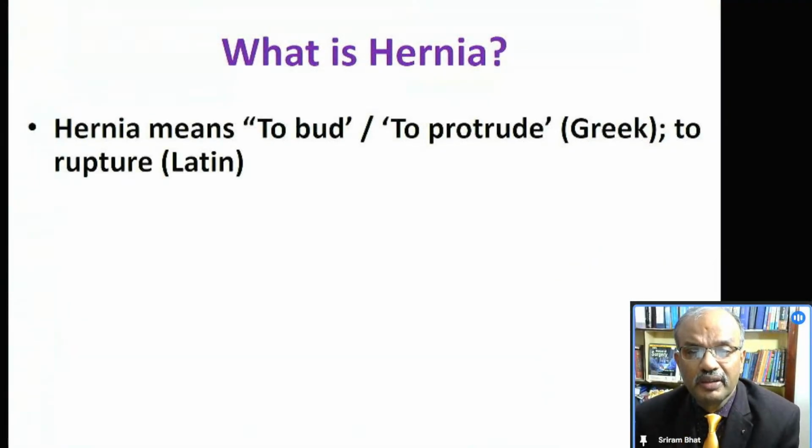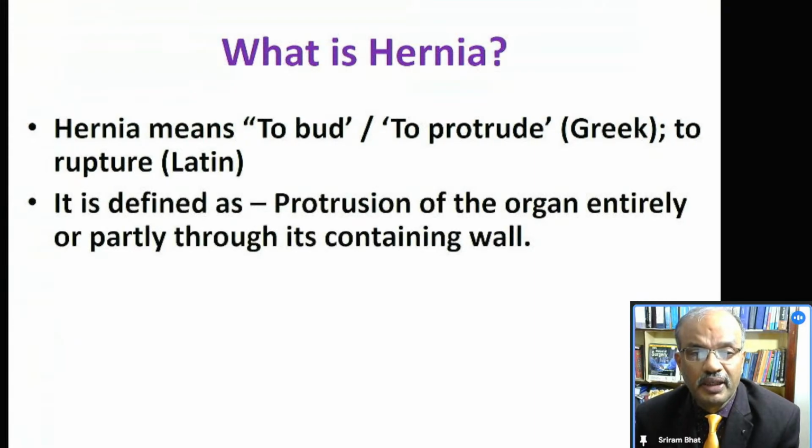So what is hernia? It's always confusing, especially for undergraduates. Hernia means to bud, to protrude in Greek, and to rupture in Latin. If somebody asks, define hernia, especially UGs get confused about what words to tell. It is defined as per literature as protrusion of the organ entirely or partly through its containing wall. That's the definition. Hernia can occur anywhere.